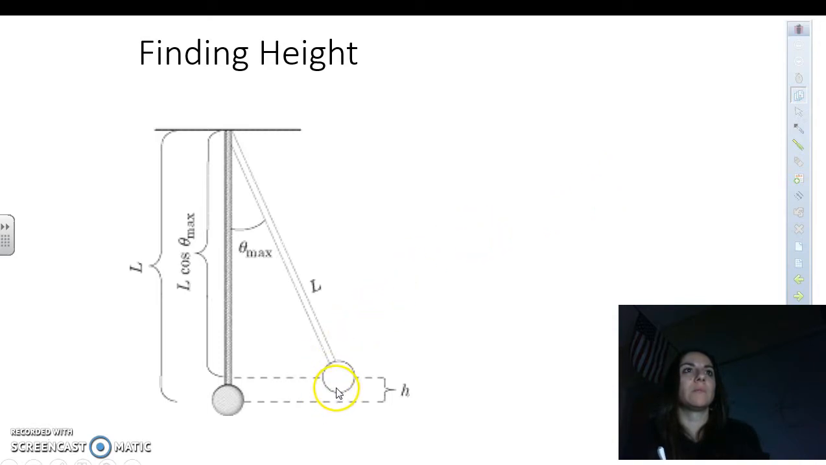So when it comes to finding this h, remember that we can do that technique I used in conservation of energy to find that by basically taking the length and subtracting this part right here. So we did that calculation using trig to figure out h if they don't give it to us. And I'll do an example of that.